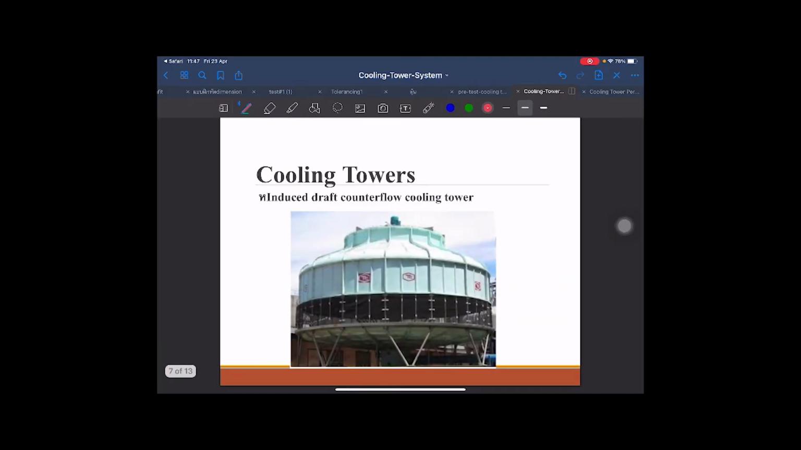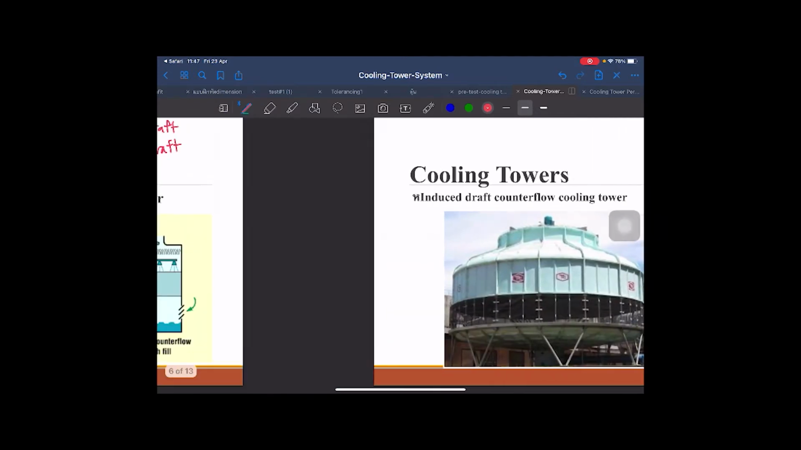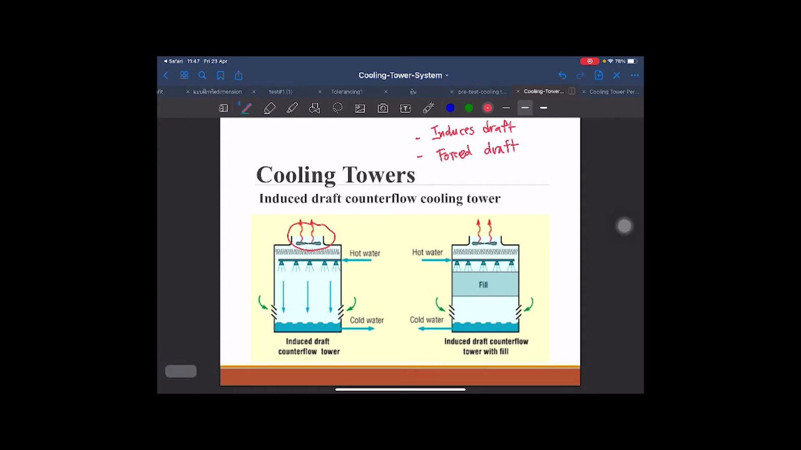This is an example of an induced draft counterflow cooling tower in the industry. We call it a counterflow cooling tower because the airflow and the water make contact in opposite directions. The hot water is dropped from the top of the cooling tower, and the air flows from the lower or bottom part of the cooling tower.